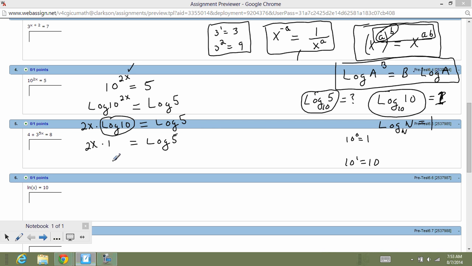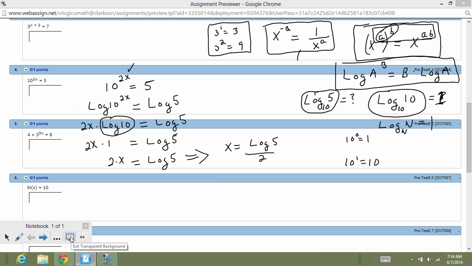Now, back to our equation to solve, we have 2x. 2 times x equals log 5. And so to get rid of that 2 and solve that for x, you do it just the way you did it in 7th grade math. You divide by the 2. And so you get log 5 divided by 2. Final answer. Okay. So that's question number 4.